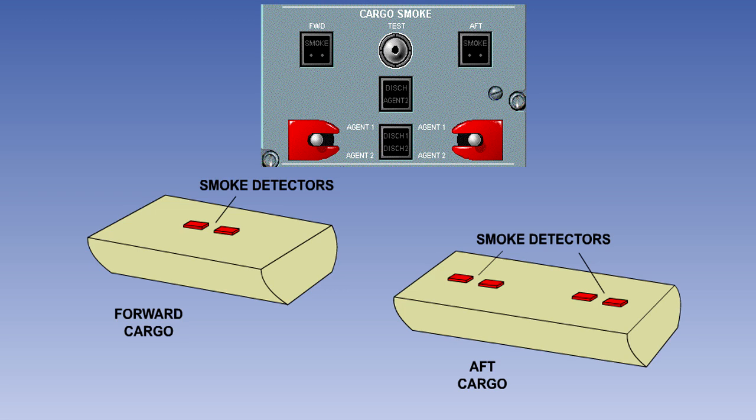We will go through the sequence of events which will occur in the case of an aft cargo smoke warning. If a pair of aft cargo detectors sense smoke, the red smoke light will come on. At the same time, the fire bell or chime will sound. The pilot will cancel the oral warning, then carry out the cargo fire warning checklist.